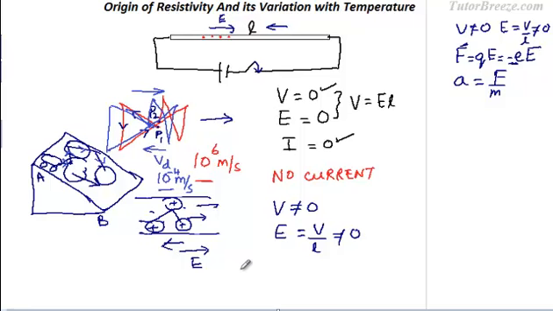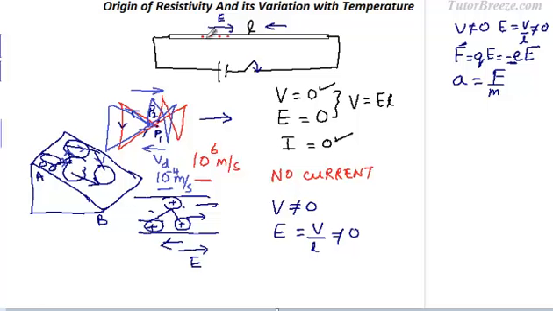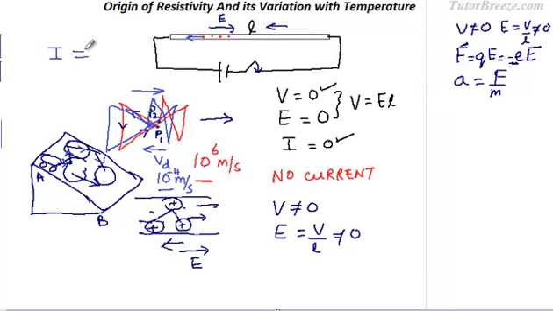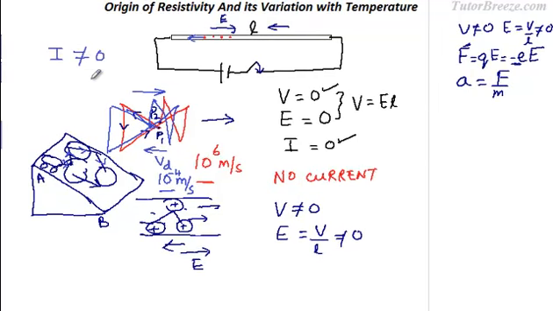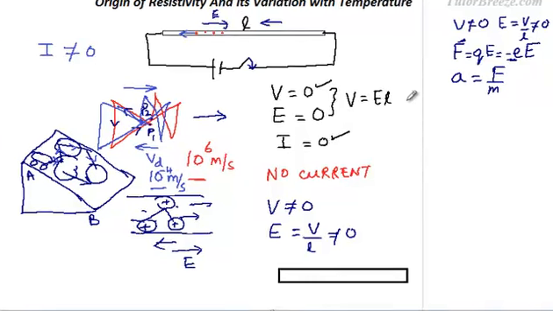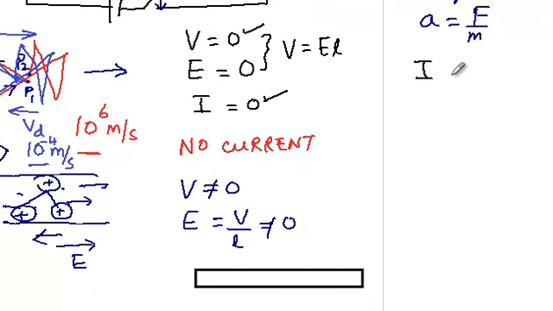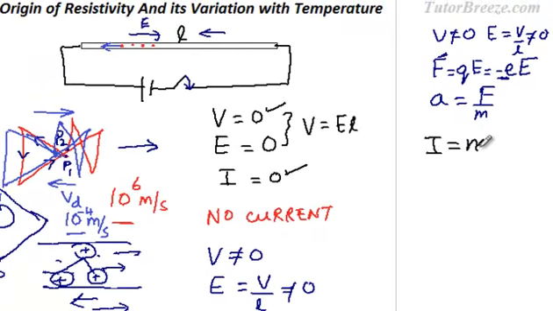Now since the electrons have a drift velocity, since they are moving in this direction, we have a current which is flowing because there is a net flow of charge in a particular direction. So the current in this case is not zero. Now let's write the expression for this current. The current I through the conductor can be written as I is equal to nev, where v is the drift velocity.